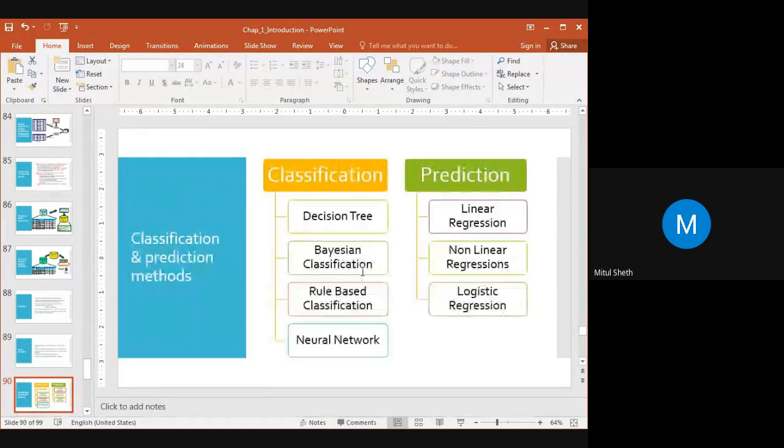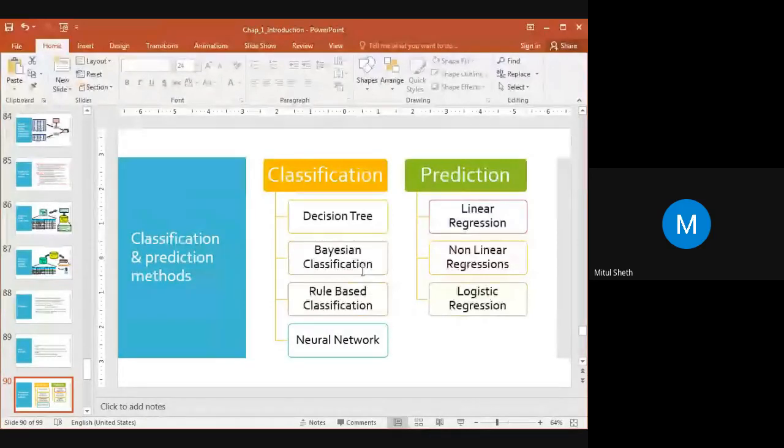Now what are the methods for classification and prediction? For classification we have decision tree, Bayesian classification, rule-based classification, and neural network. Those are all algorithms for classification. And for prediction we have linear regression, non-linear regression, and logistic regression.